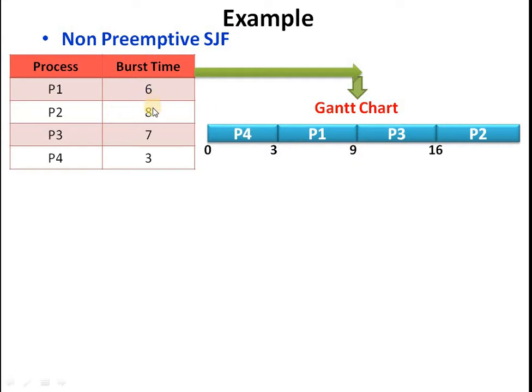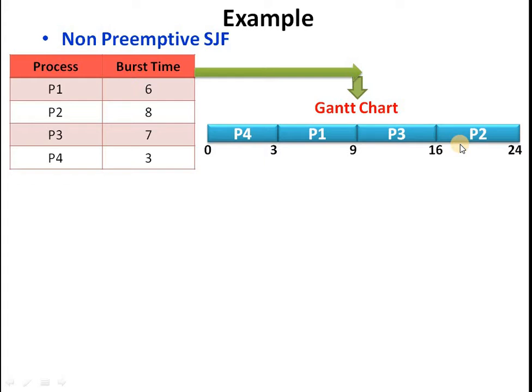Its turnaround time, or its execution time, is 8 milliseconds. So 16 plus 8 is 24 milliseconds. It's the turnaround time of P2. This is the basic concept of non-preemptive SJF. In short, the process having the smallest burst time gets executed first, after that and so on.